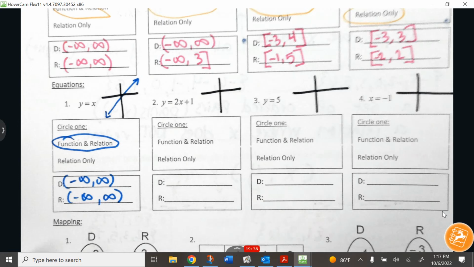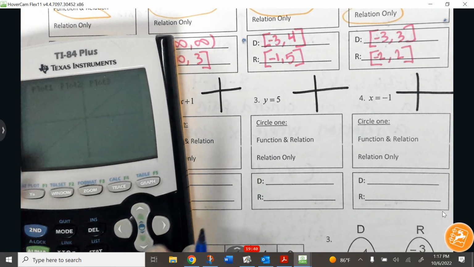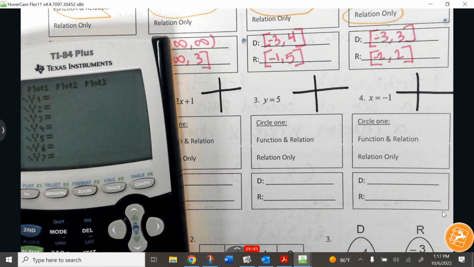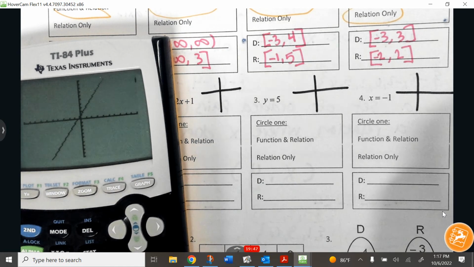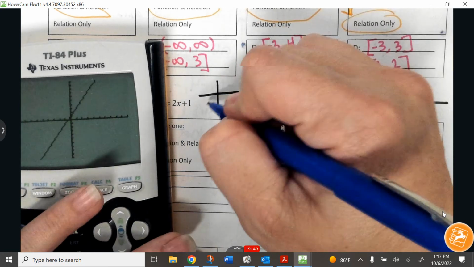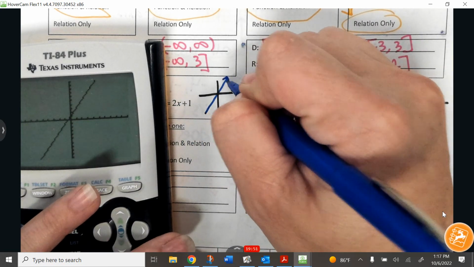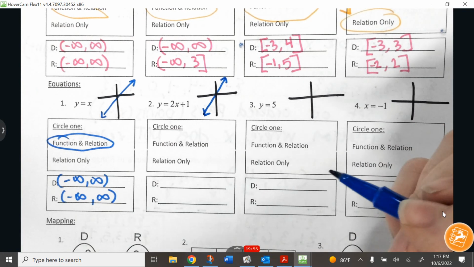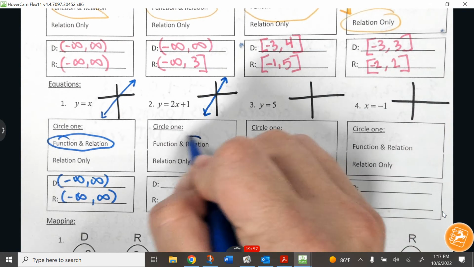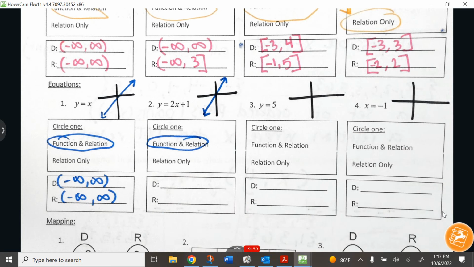Okay, so the next one. Pretty much any time it's a linear line, y'all, it's going to look like those 2x plus 1 graph. So it looks very, very similar, except it went up a little and it's tilted a little. So it's not much different. So same thing. Is it a function or a relation only? Function. And then doesn't it go left forever? Does it go right forever? Does it go up forever? Does it go down forever? Yeah.